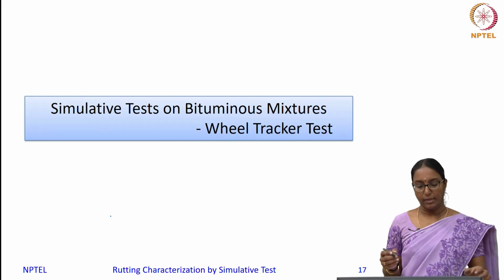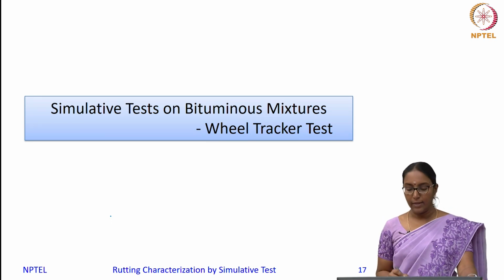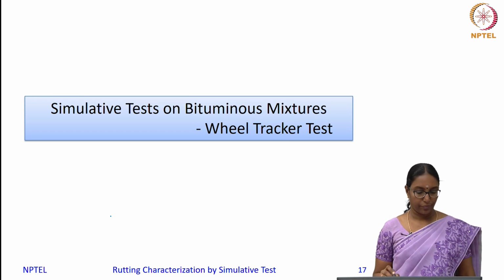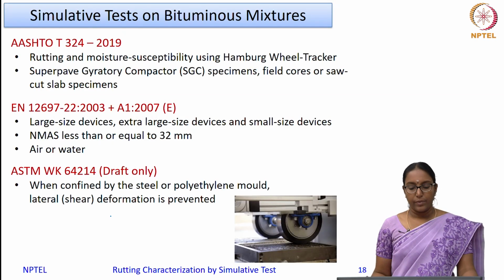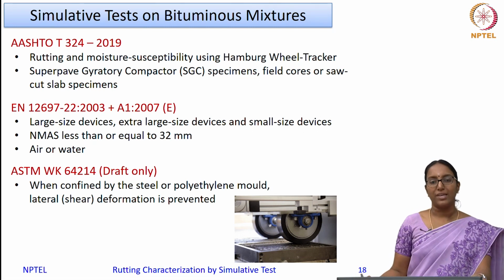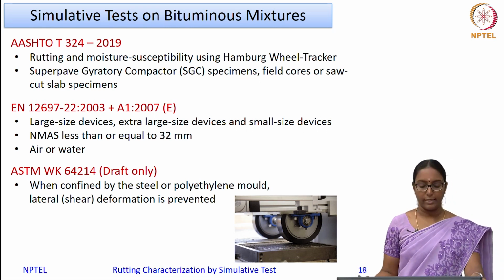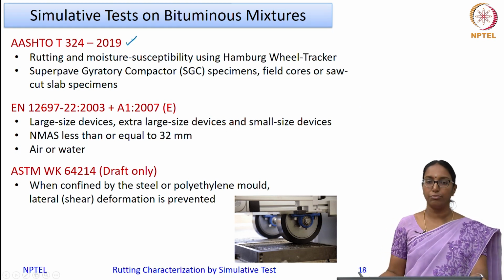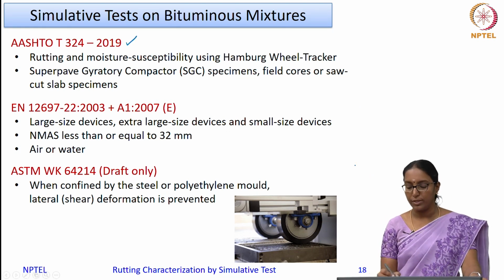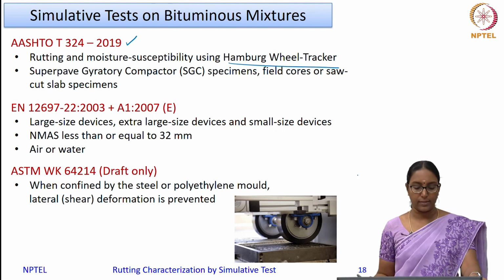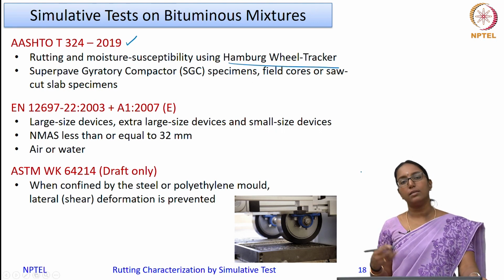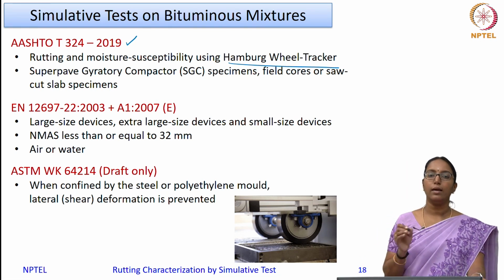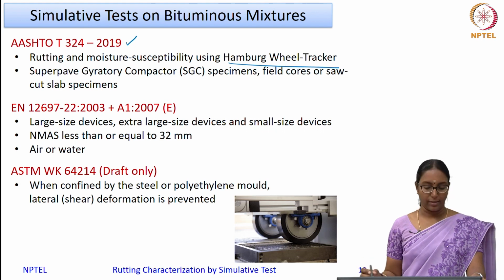Let us discuss the simulative test in detail. I will be discussing the dry wheel tracker test in this lecture. There are various test protocols for a simulative test or a dry wheel tracker test. One is the AASHTO protocol, AASHTO T324, which uses a Hamburg wheel tracker for the testing, wherein the rutting as well as the moisture susceptibility of the material can be determined. You can do the testing in the dry condition as well as in the wet condition.